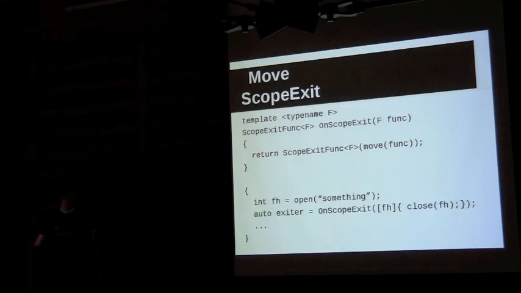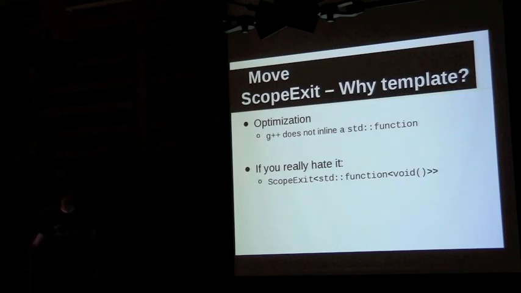Which is kind of one of the reasons why you actually need this function, but the compiler is really smart about eliding that copy, so I like to play to my compiler's optimizations. And really, if you hate the fact that you have to call onScopeExit, then you can just typedef that thing and it'll work the same. So really, we have a very powerful solution.